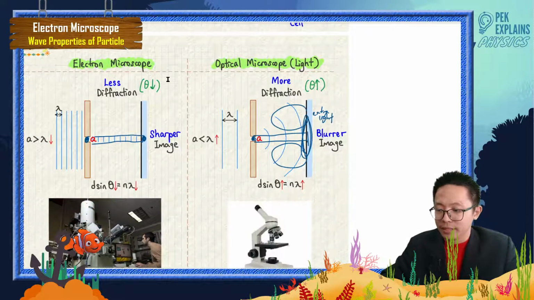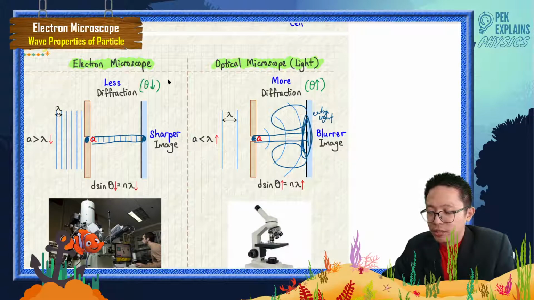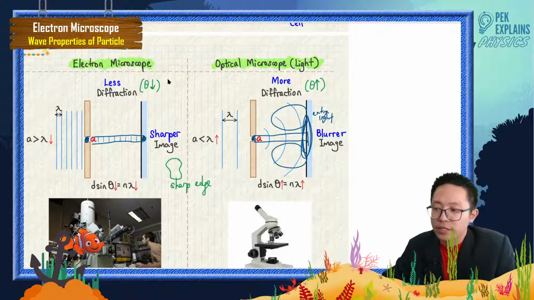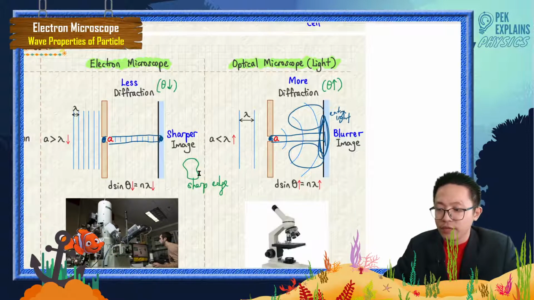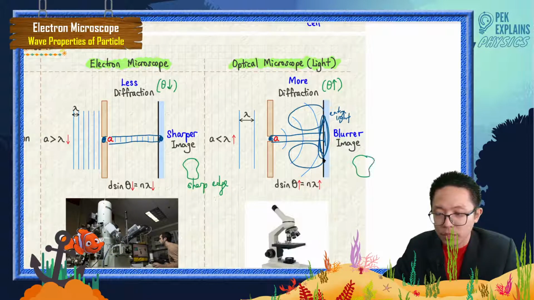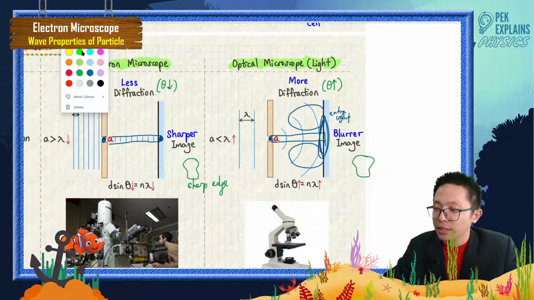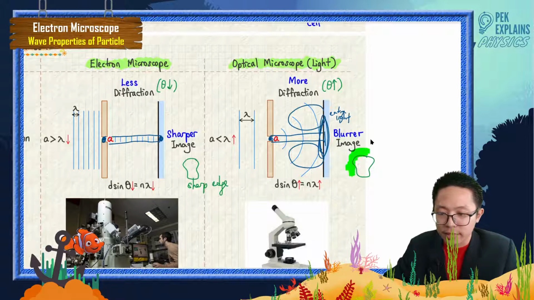Maybe just now I did draw an image. A sharper image is something like this. In a sharper image, you can see a sharp edge, because there is less diffraction. But for the blur image, you see a lot of extra light because of more diffraction, extra light at the side. You see something like this, something like at the side here.